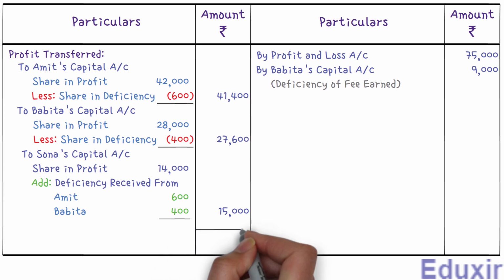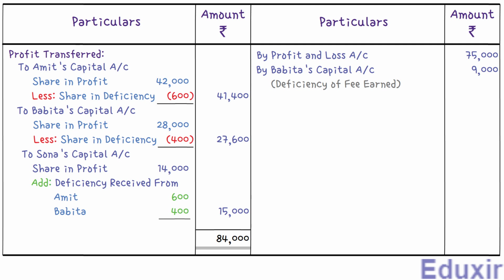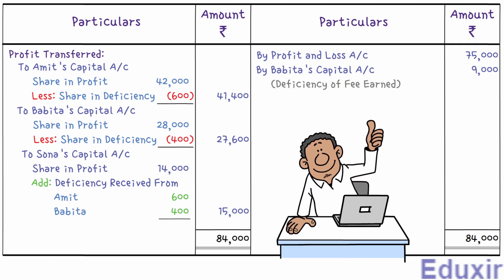Now the total on the debit side of the profit and loss appropriation account is 84,000 rupees. Similarly, the total on the credit side of the profit and loss appropriation account is also 84,000 rupees. So the profit and loss appropriation account is balanced. With that, we have come to the end of the solution to this problem.